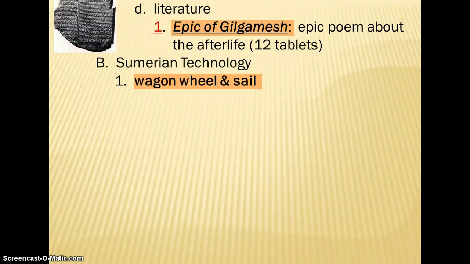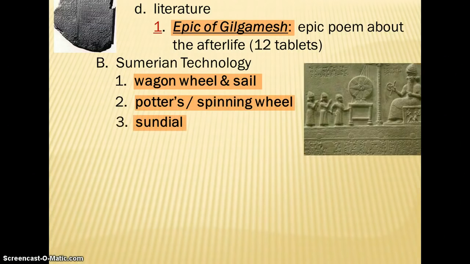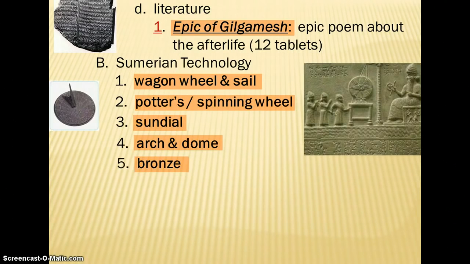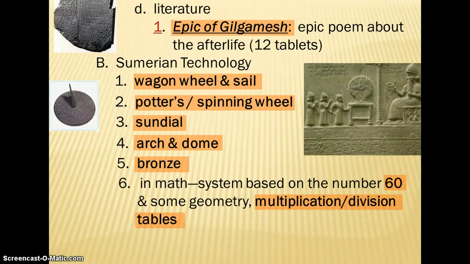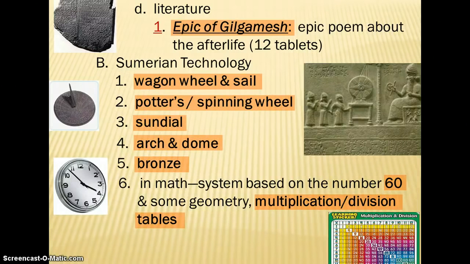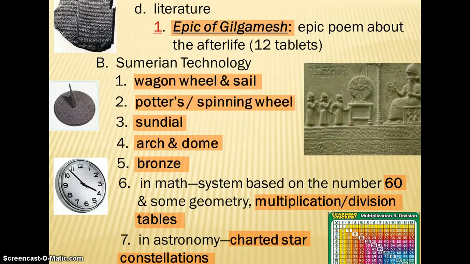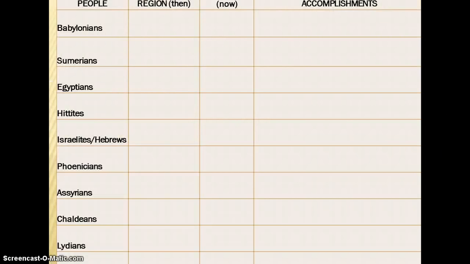All right, let's summarize with the Sumerian technology. We've already mentioned the wheel and the sail, the potter's wheel and the spinning wheel, the sundial, the arch and the dome, the use of bronze in creating the Bronze Age. In math, they had a system based on the number 60, which is what we use for time, and the multiplication and division charts, which we've used. And they've also charted star constellations to keep track of the time of the year.